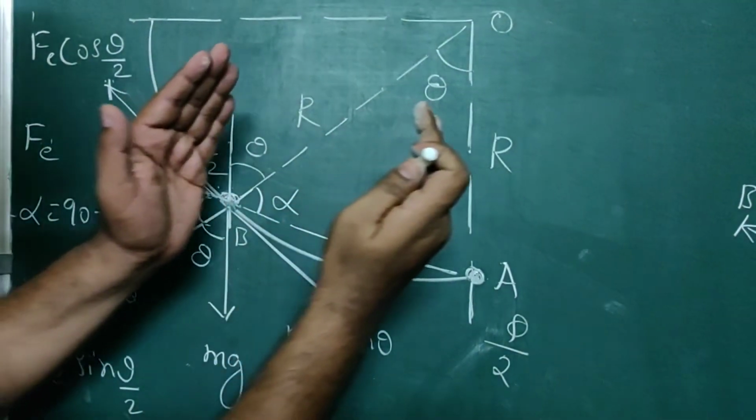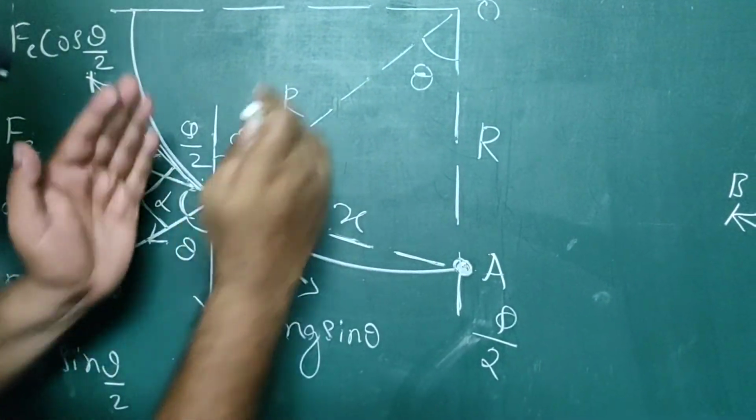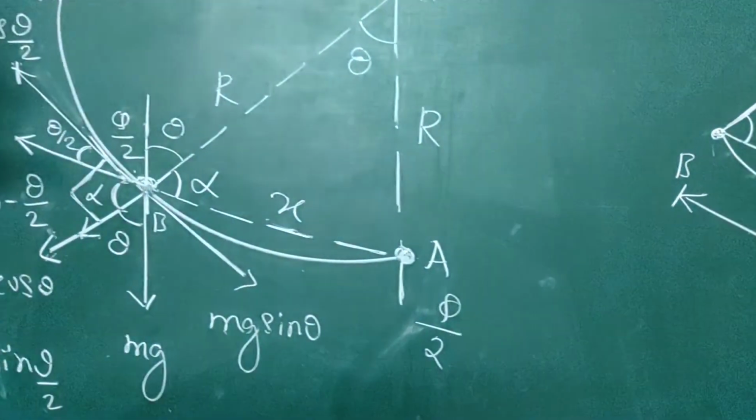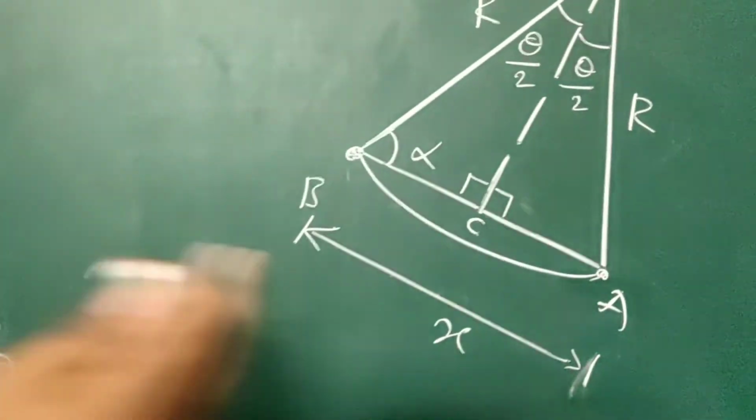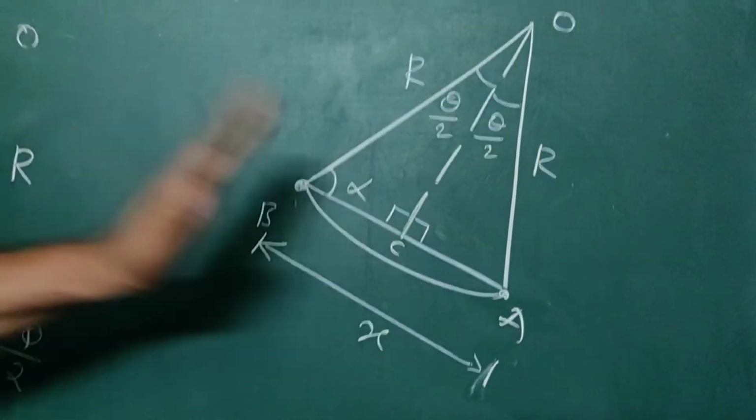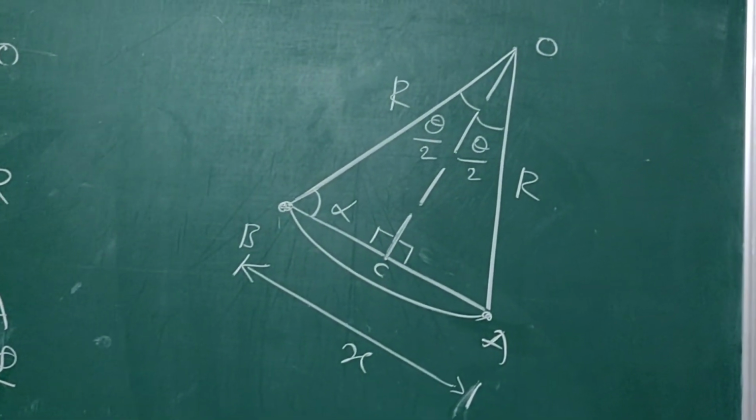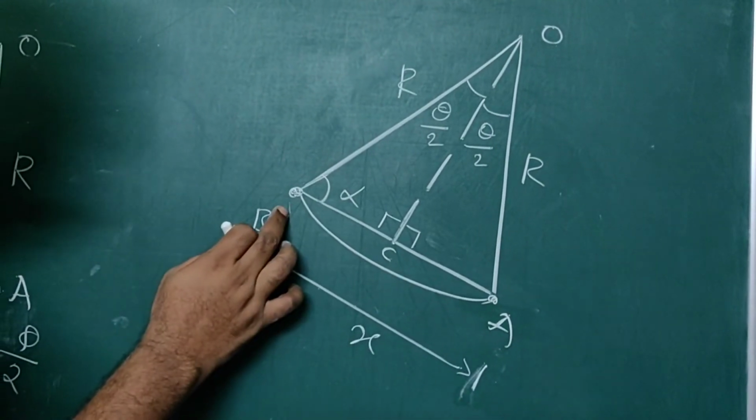And I have shifted this triangle OAB parallelly exactly here. You can see this side. Okay. Let us move this side. Now you can see the same triangle I have drawn here. Here we have ball A and here we have ball B.